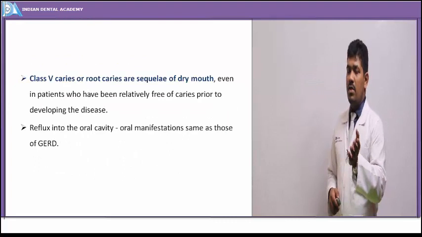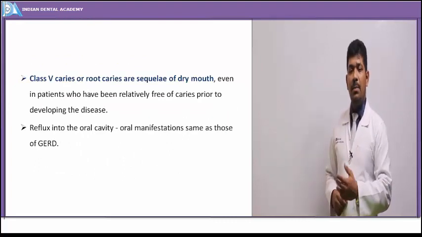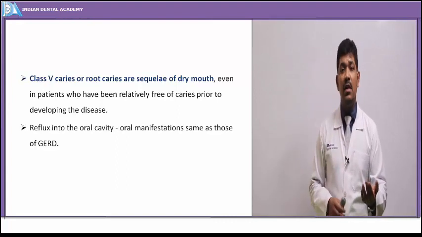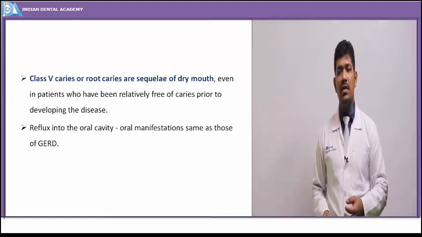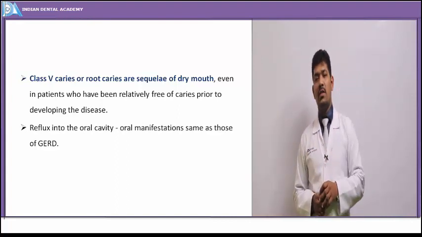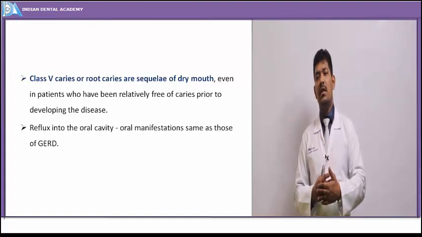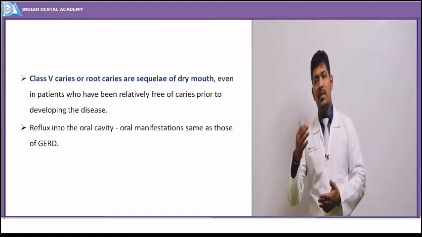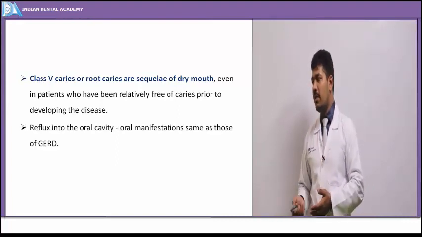As I said, the most typical feature of a patient with caries resulting from xerostomia is the presence of class 5 caries, which is not normally seen in the general population, but is specific to patients suffering from xerostomia.